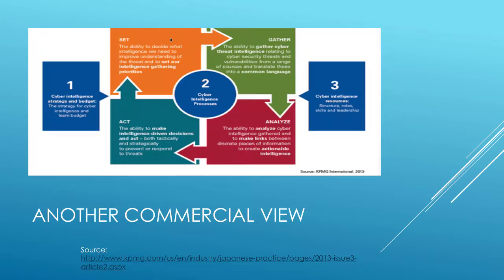The well-known large consulting firm of KPMG puts the two inputs on the outside of their diagram, that's numbers 1 and 3 in my chart here, and divides the intelligence cycle essentially into 4 pieces: set, gather, analyze, and act.